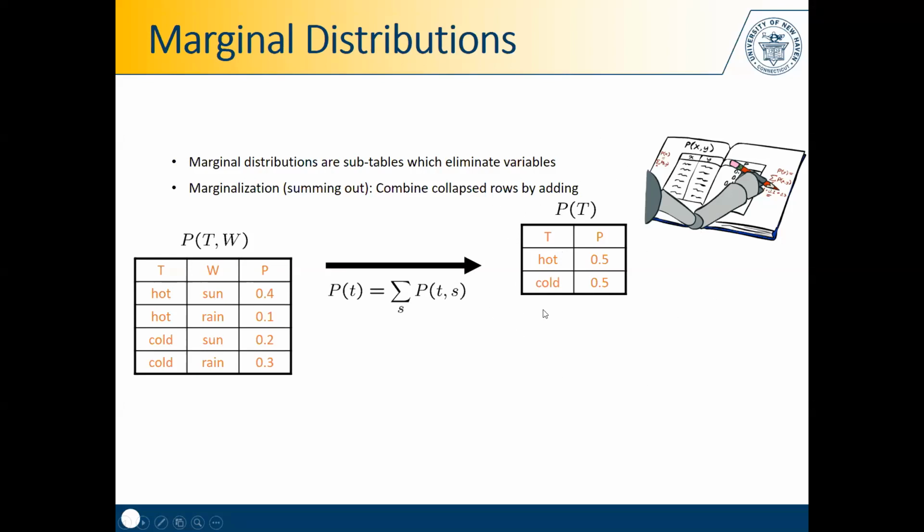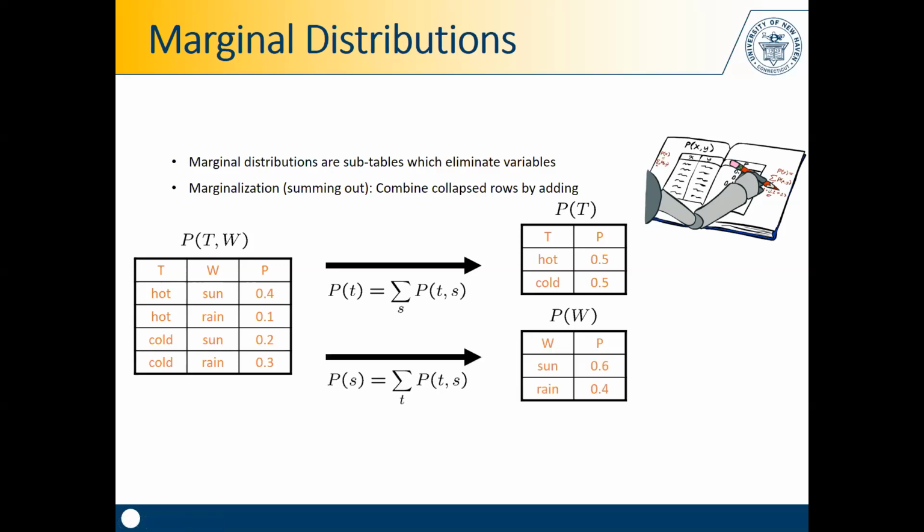This table is called the marginal distribution of the random variable capital T. What about the marginal distribution of random variable W, the weather? The weather can either be sunny or rainy. What's the probability of the weather being sunny? It's 0.4 plus 0.2, which is 0.6. What's the probability of the weather being rainy? It's 0.3 plus 0.1, which gives us 0.4.